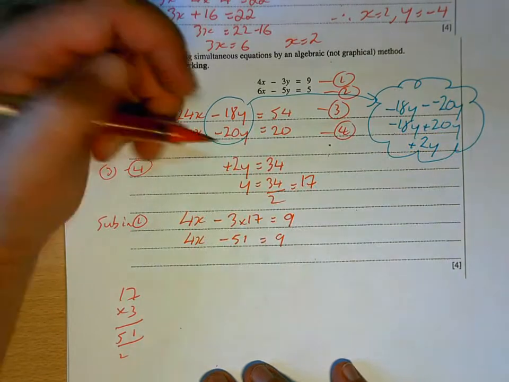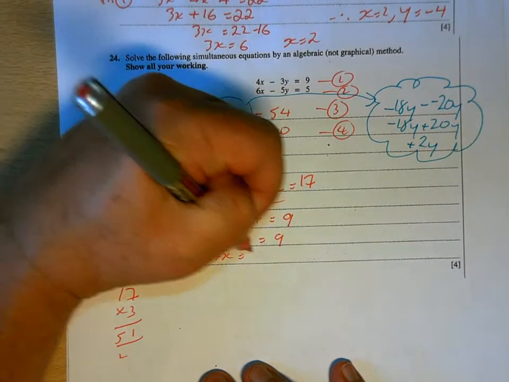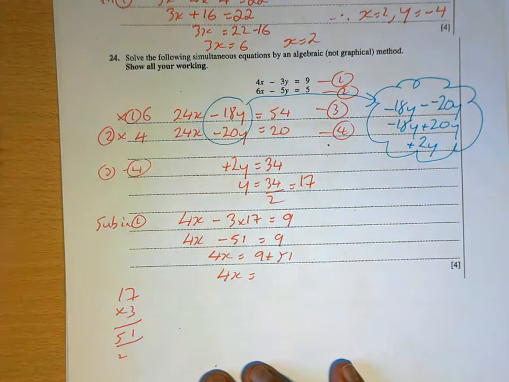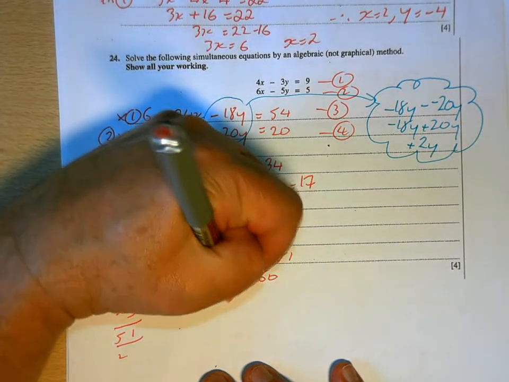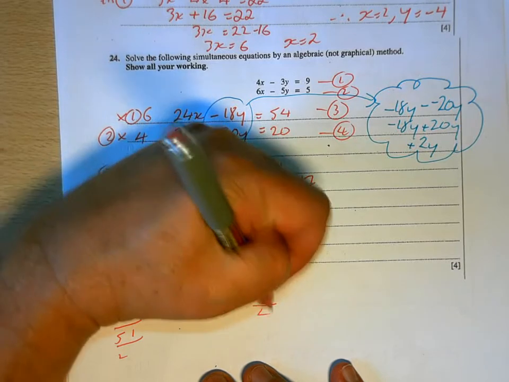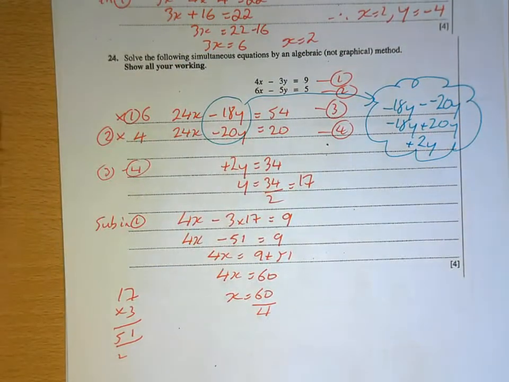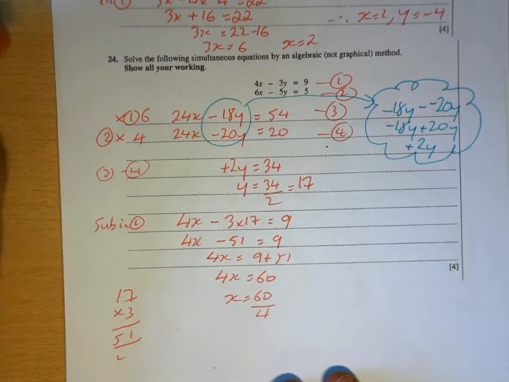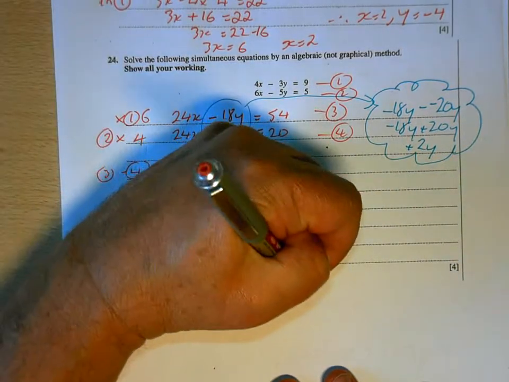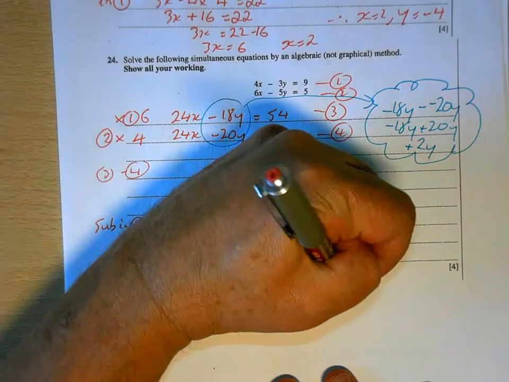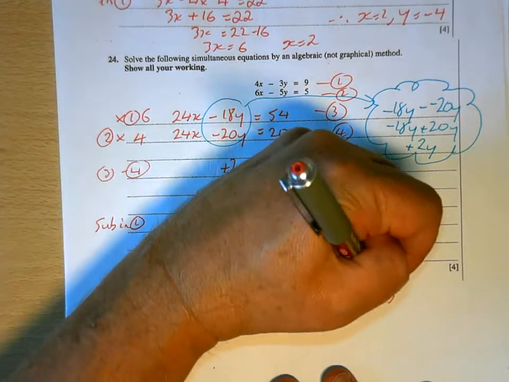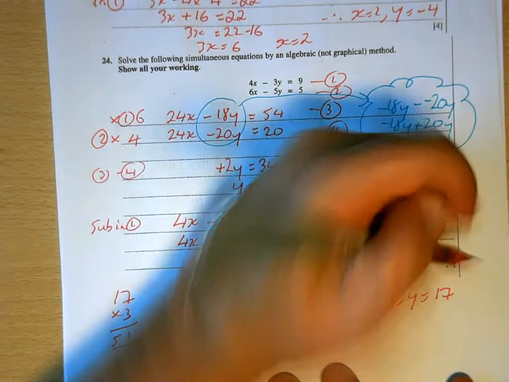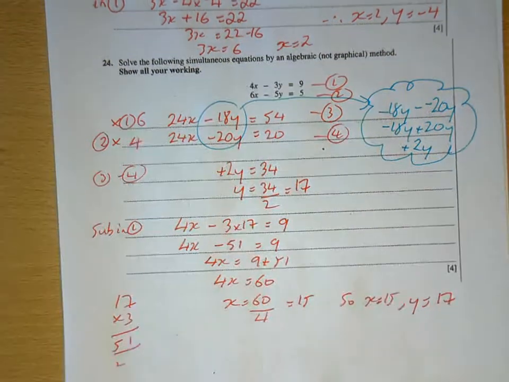How do I get rid of a negative 51? Add 51. Well, you've got to do that the other side as well. 9 add 51 is 60. X equals 60 divided by 4 to get rid of the 4 connected to the x. 60 divided by 4, half it and half again equals 15. So x equals 15, y equals 17.